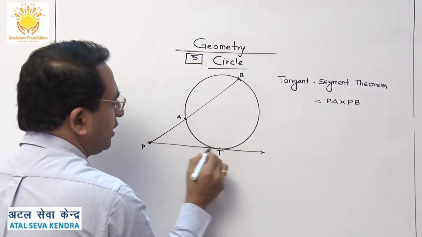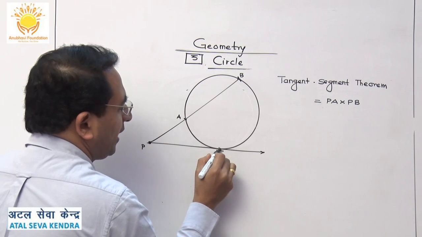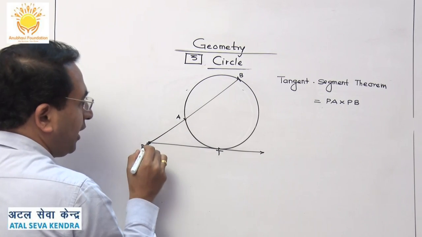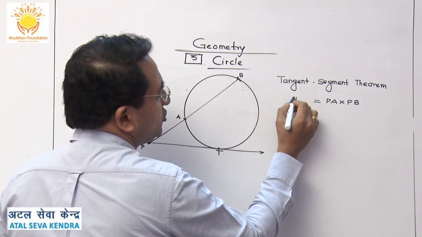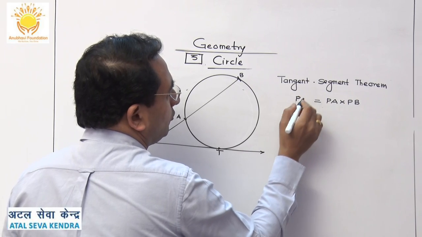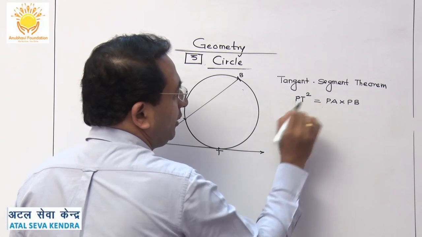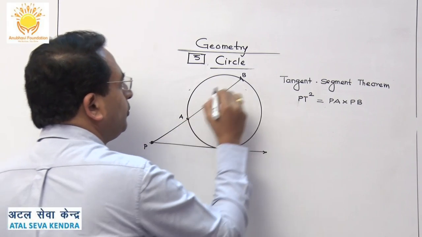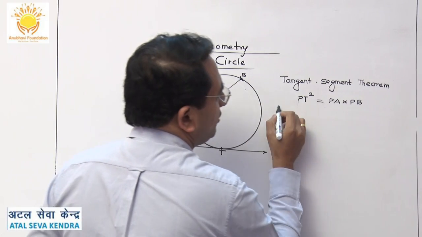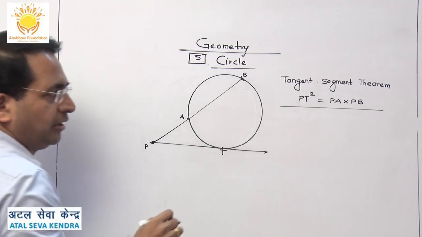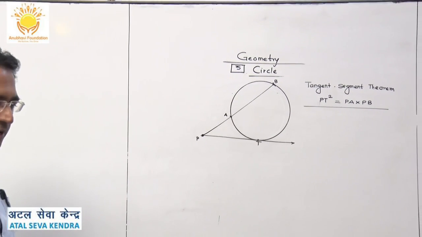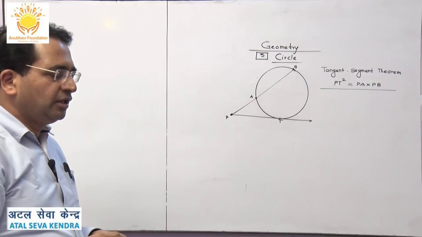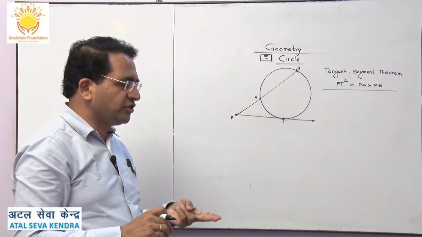And what you can do here in the same reference, PT multiplied by, again you come back and again you go there, but there is no second point. So again you have to say PT. So tangent square. So here the result is totally different. PT square is equal to PA into PB. That is what the rule is. That is having a reason. Tangent segment theorem.